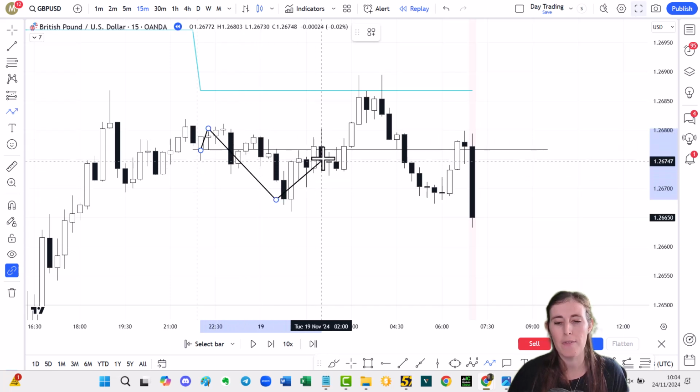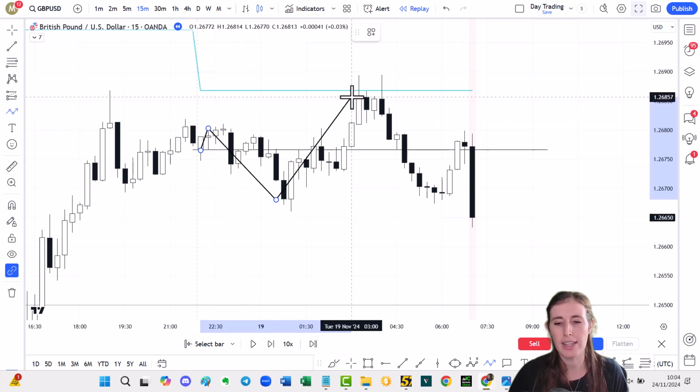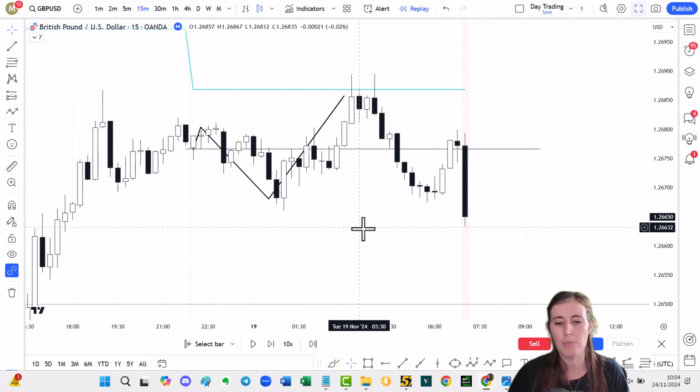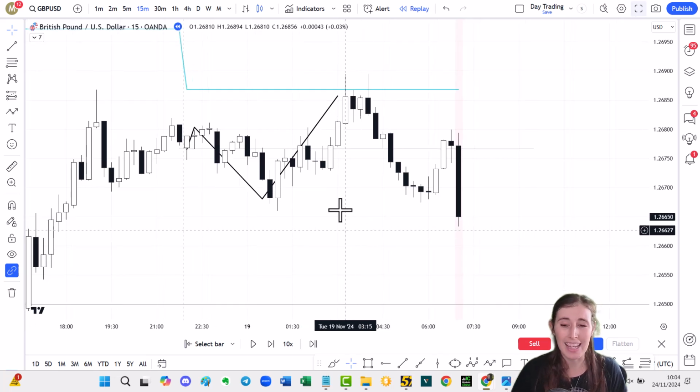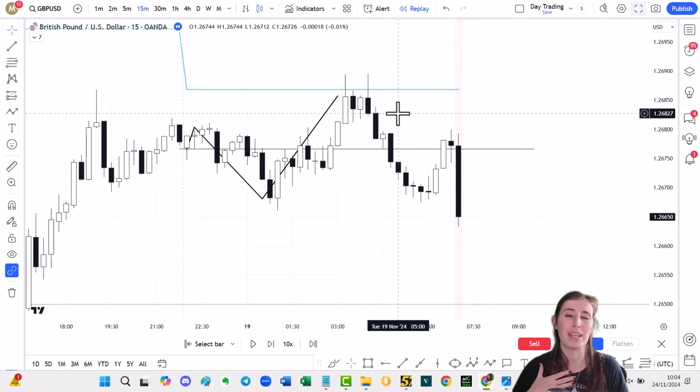It's made a low. Then price has pushed up. It's broken the previous high and made a new high here. So at the moment, pre-London Open, we are swinging higher. We broke the previous daily high, but we didn't close above it. In fact, we got 2 wick rejections, which for me is a sign of weakness.